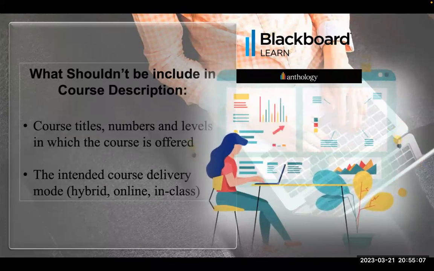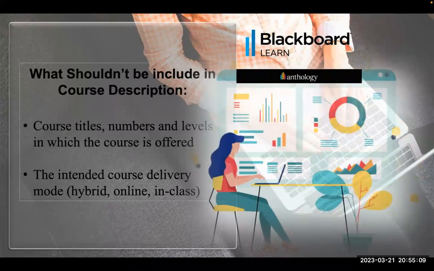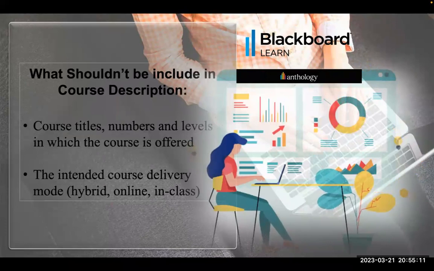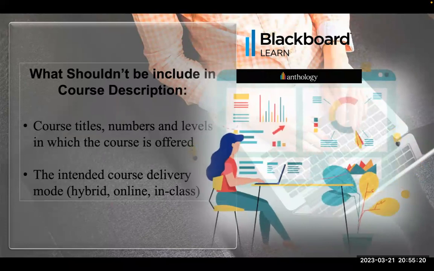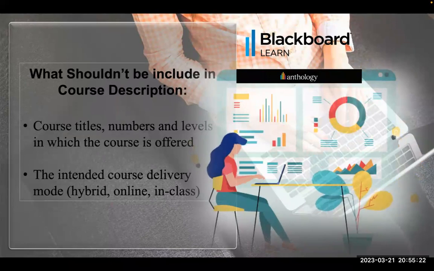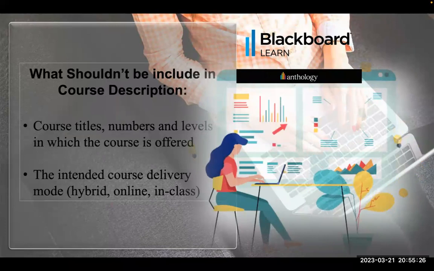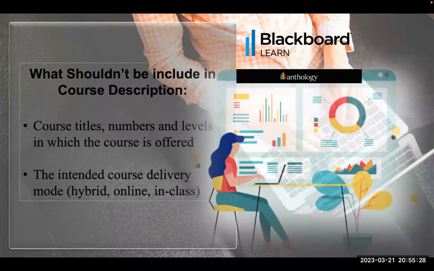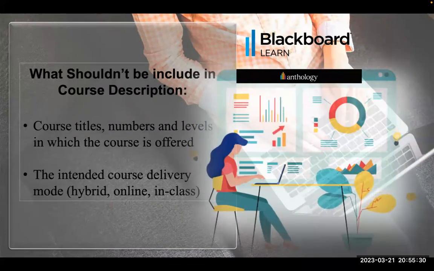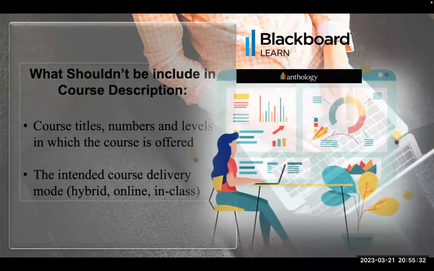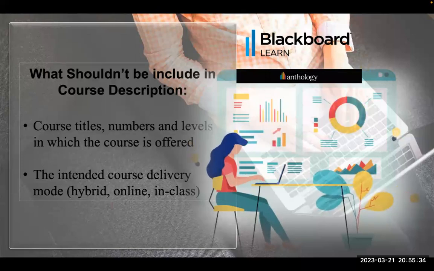But what shouldn't be included in the course description? It's pretty simple: course title, numbers, and levels in which the course is offered are not included in the course descriptions, as they are indicated elsewhere. The second part, the intended course delivery mode, hybrid, online, in class, are not included in the course description. So you need to avoid all these things in your courses.